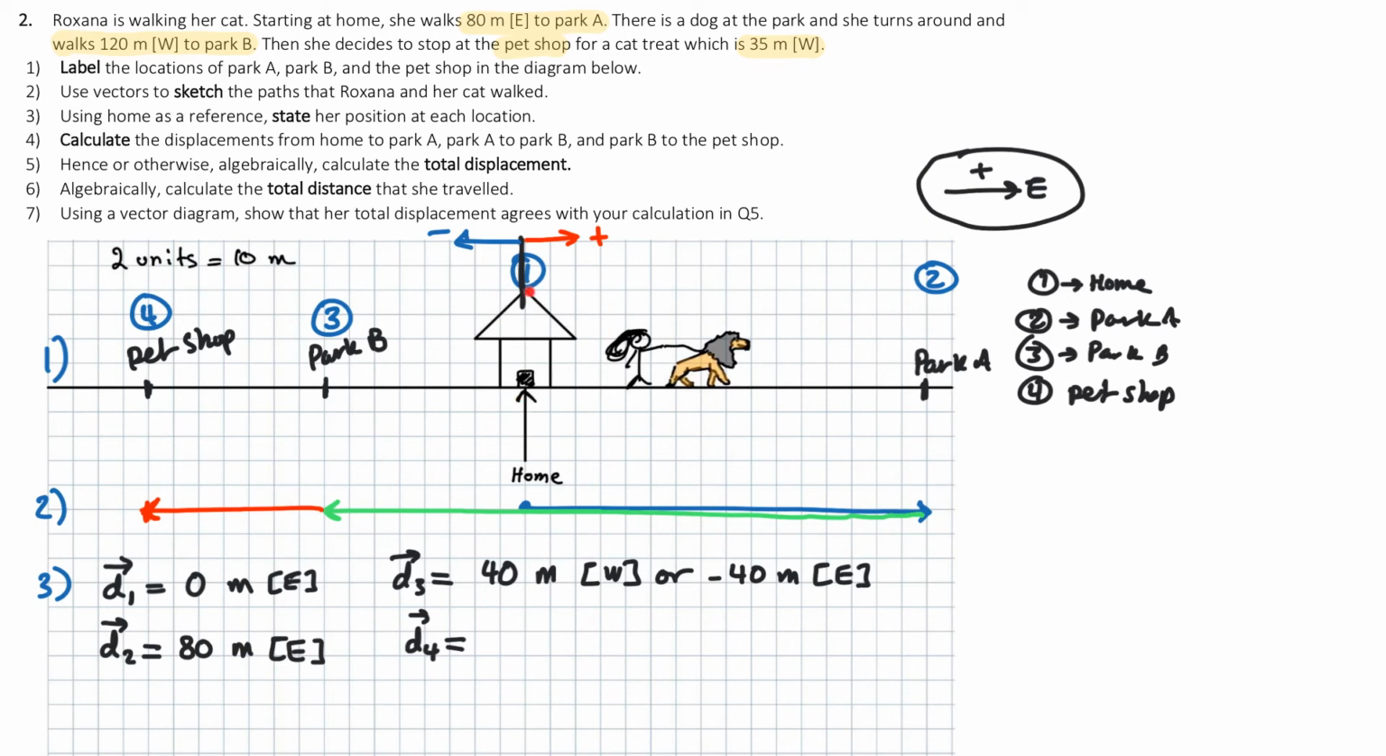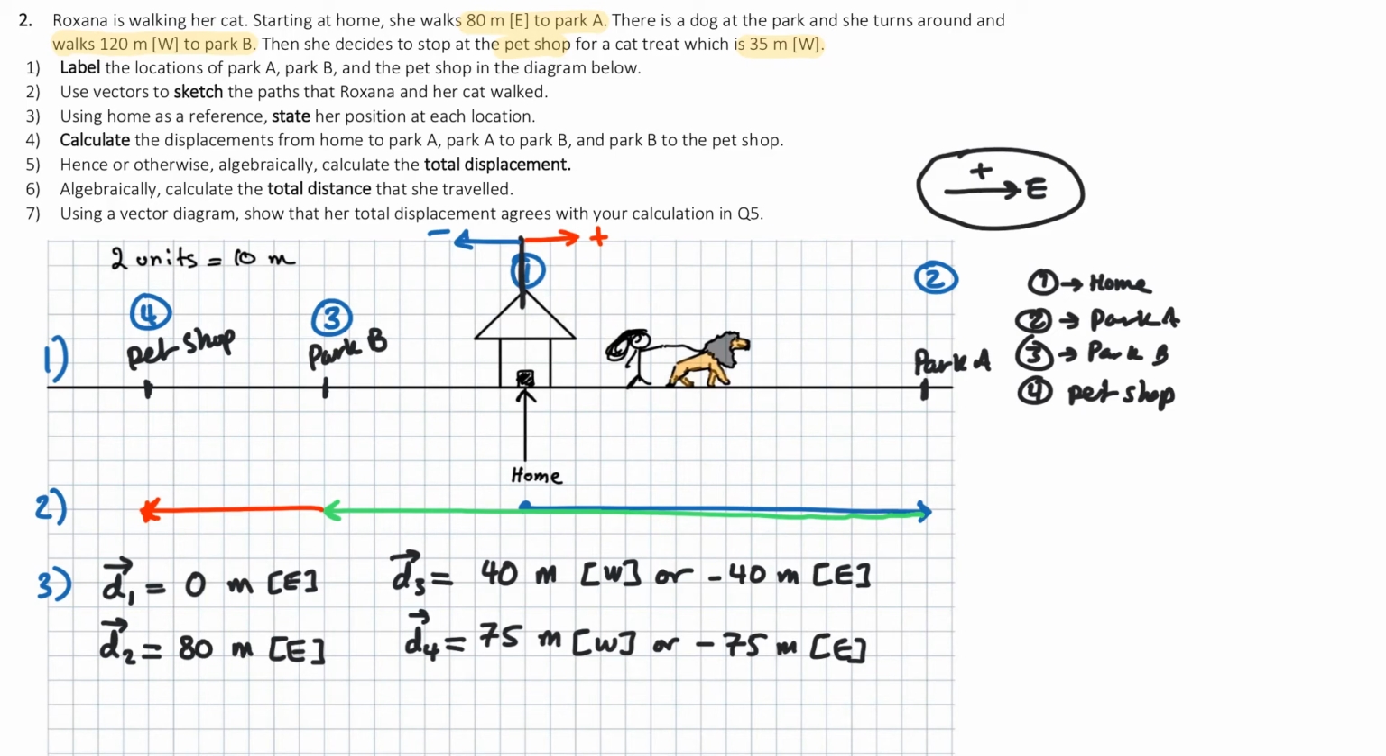Position 4 with reference to this point. Up to here, I had gone 40, and then I'm going 50, 60, 70, and 75 meters. So that's 75 meters west or negative 75 meters east. Again, both answers are acceptable. This can also be written as negative 80 meters west if you wanted to.